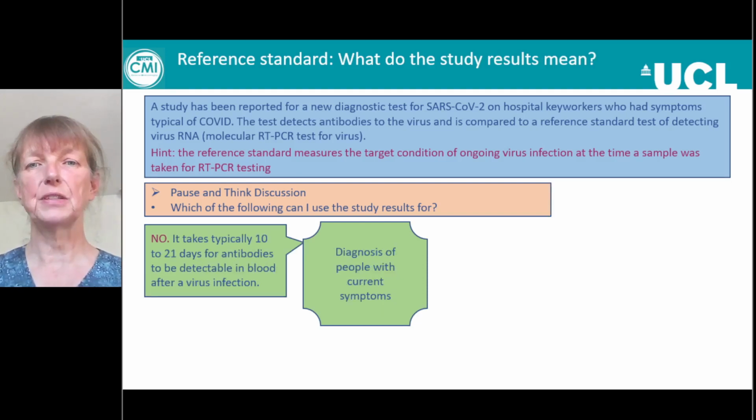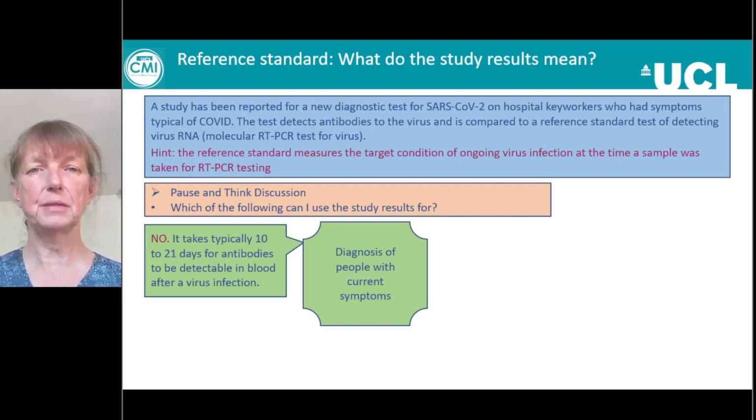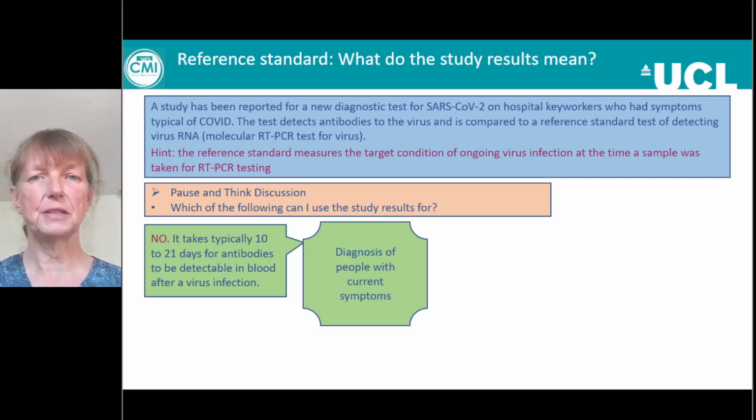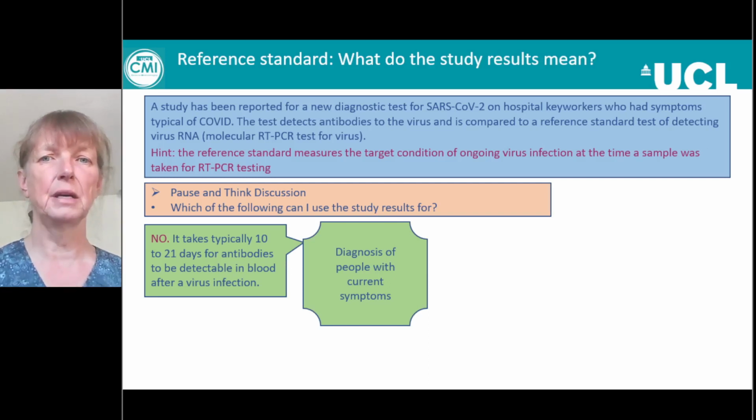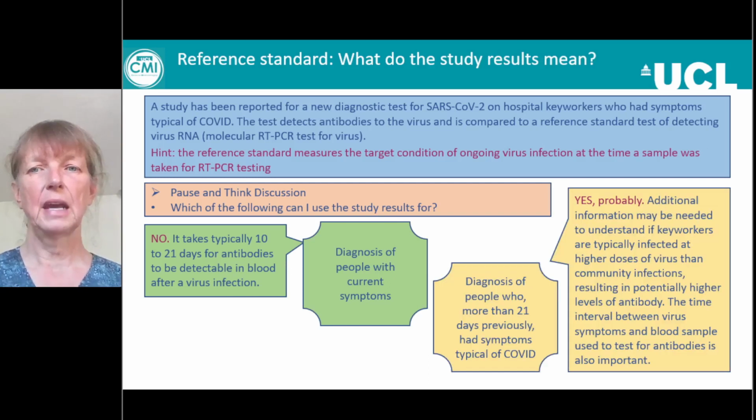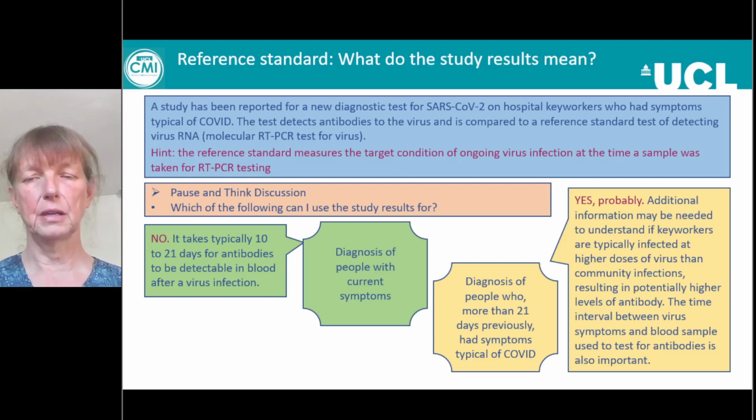Can we use it for the diagnosis of people with current symptoms? The answer is no, because it takes between 10 and 21 days for antibodies to be detectable in blood after a virus infection. That's pretty much all infections and is the same in SARS-CoV-2. So no, it's not useful for that. And can we use it for the diagnosis of people who more than 21 days previously had symptoms typical of COVID? Well, the answer is yes, probably we could.